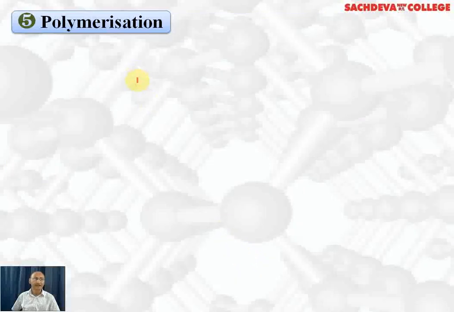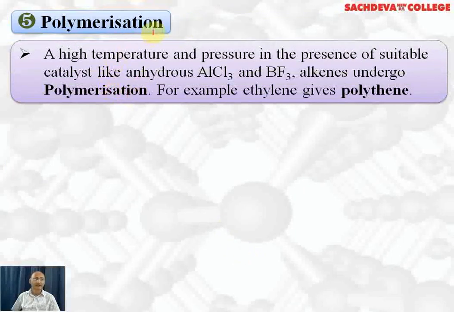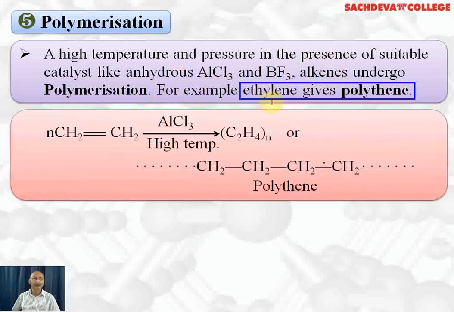Last reaction we are taking polymerization reaction. Polymerization is a process in which large number of small molecules combine together under specific conditions of temperature, pressure and catalyst to form molecule with high molecular weights. This bigger molecule is called polymer and this process is called polymerization. So at high temperature and pressure in presence of suitable catalysts like AlCl3 and BF3, alkenes undergo polymerization. For example, ethylene undergoes polymerization to form polyethylene.